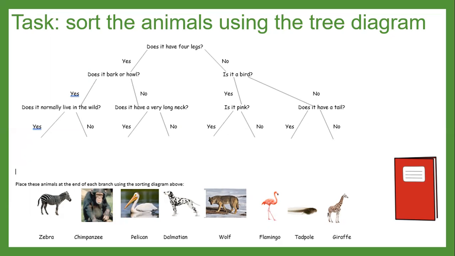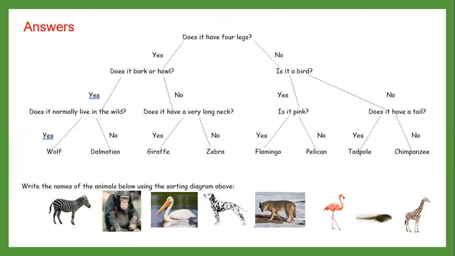Fantastic. Now, hopefully you've completed the activity and you've come back. Let's continue. So the answers for it. Let's have a look. Your first answer should be wolf. Then you've got Dalmatian, giraffe, zebra, flamingo, pelican, tadpole, and chimpanzee. So let's just read through them all.